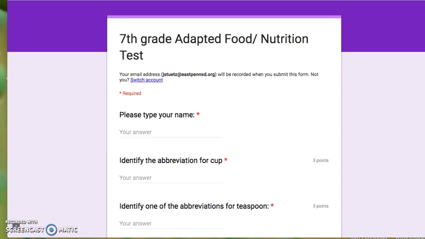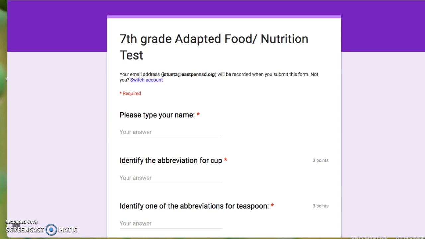Give the correct equivalences for the following. 1 tablespoon has how many teaspoons? Equivalences. Choose only one answer for the following questions.